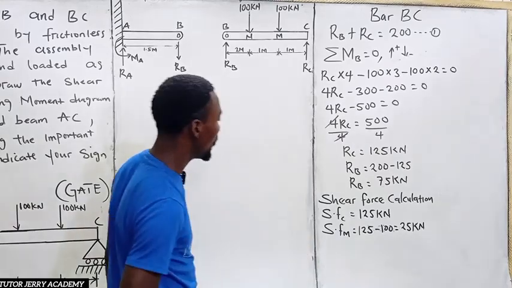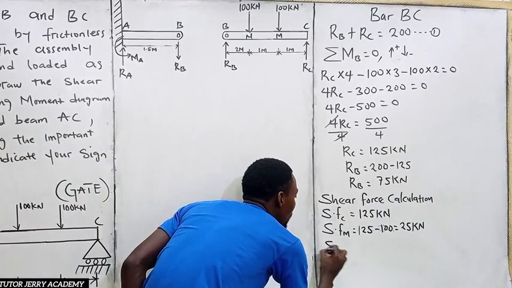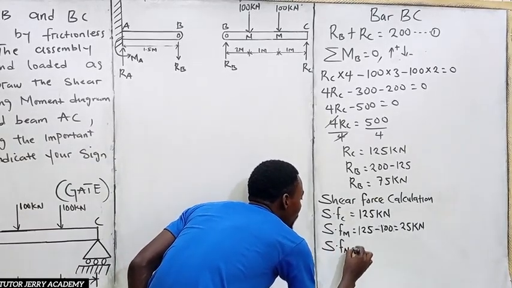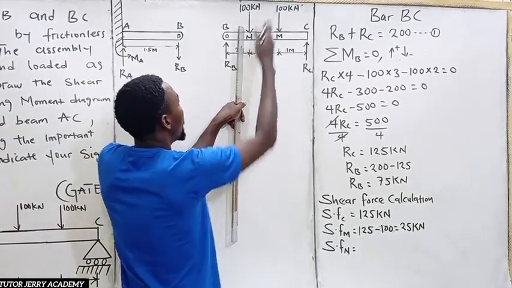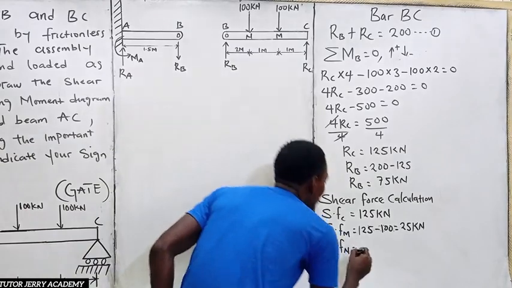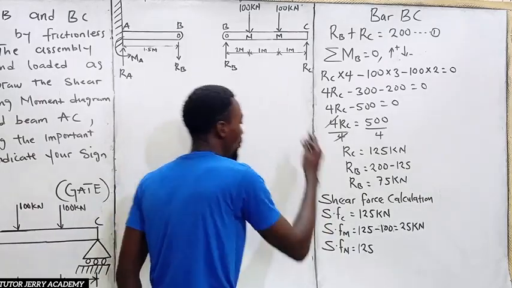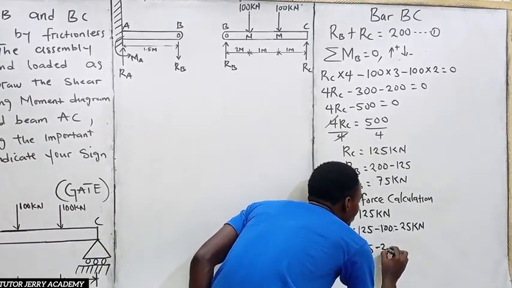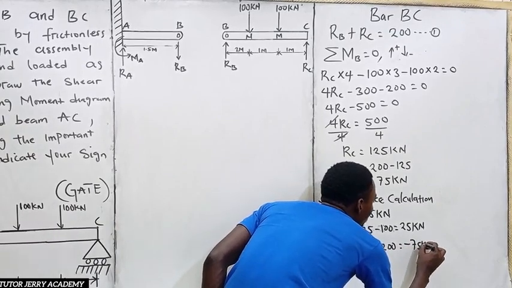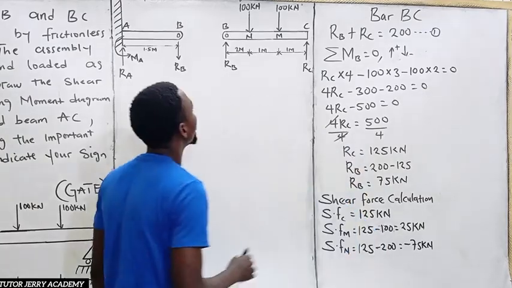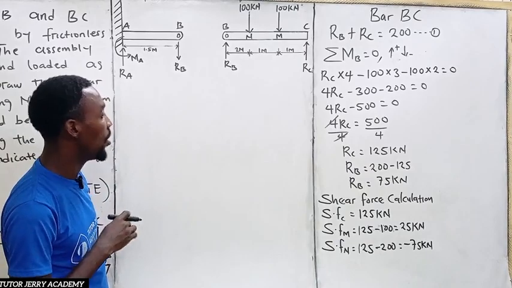Alright. So now the next one is on N. The shear force at point N will be equal to, if we start at point N, we are going to be seeing what? 3 forces. So now it's going to be 125 minus 100 minus 100, which is what? Minus 200. So this is going to be minus 75 kilonewton.